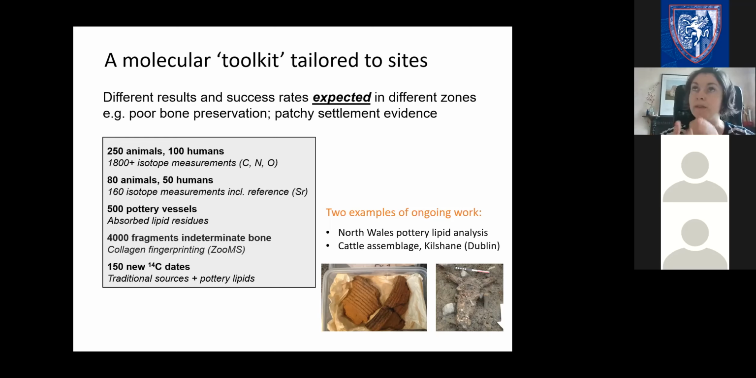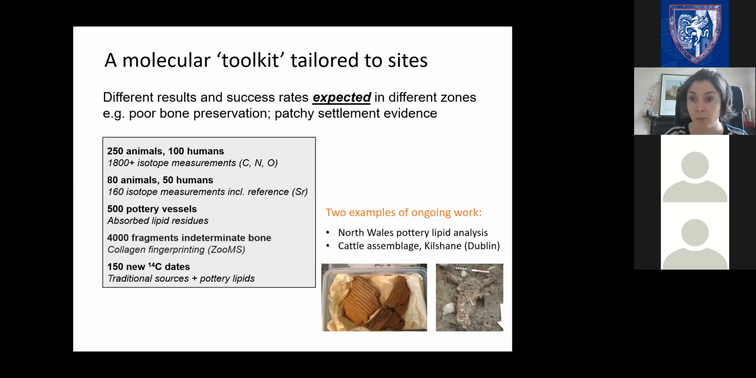So you can use these techniques to give you coverage in areas where you don't have coverage by other means. So we're looking at a large number of animals and humans using isotopes, carbon, nitrogen, oxygen for diet, strontium for the movement, the lipid analysis I've talked about, and giving species IDs. And because not a lot of these remains come with very secure dating as it stands, we've got a budget for 150 radiocarbon dates.